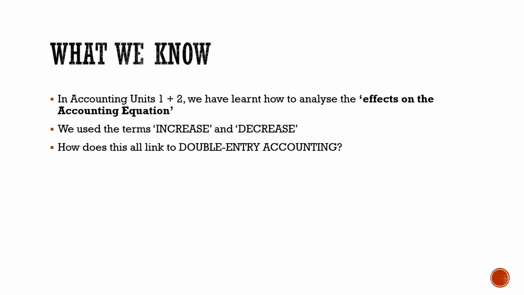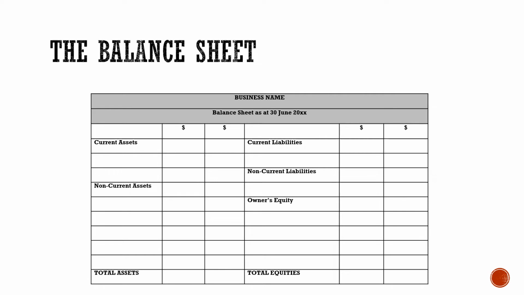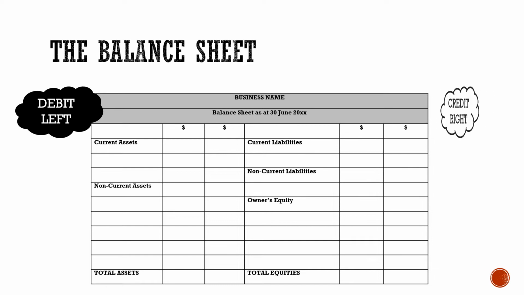In accounting units 1 and 2, we have learned how to analyze the effects on the accounting equation. We have used the terms increase and decrease. How does this all link to double entry accounting? Now let's look at the balance sheet again. Remember, debit to the left and credit to the right.